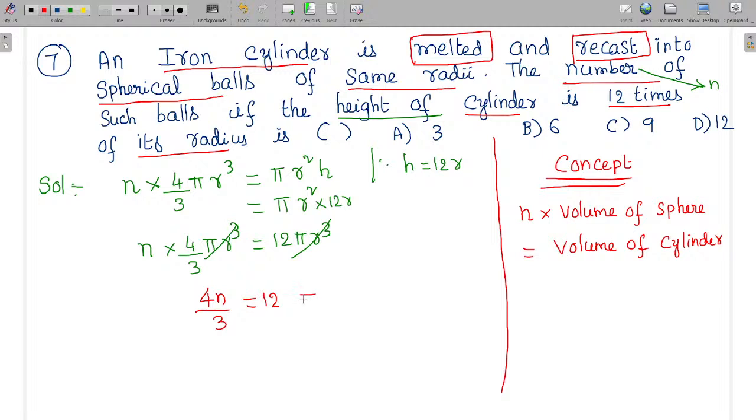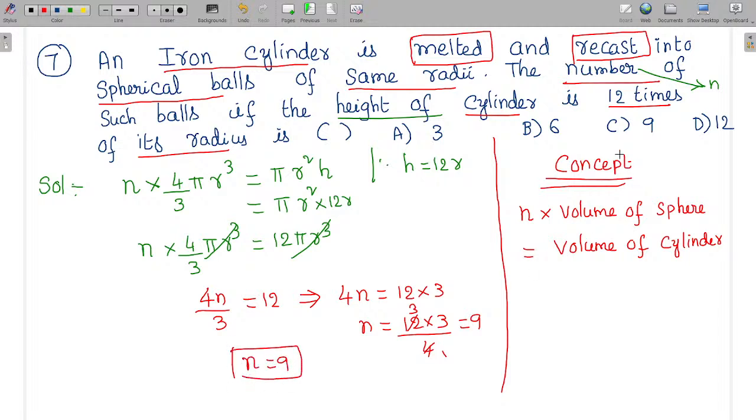How to solve? Cross multiply. 4n is equal to 12 into 3. Now n is equal to 12 into 3 by 4. 4 ones are 4, 4 threes are 12. So that is equal to 9. So the number of such spherical balls that can be recast is n equal to 9. So option C is the right option.